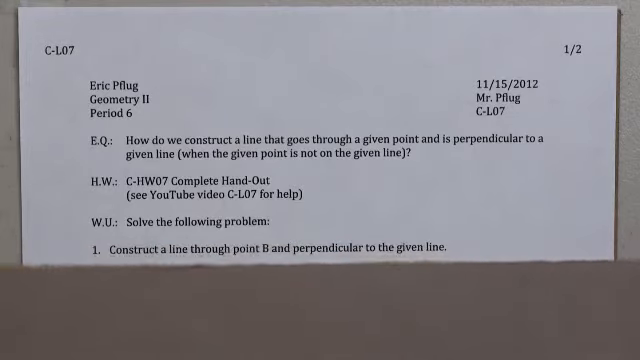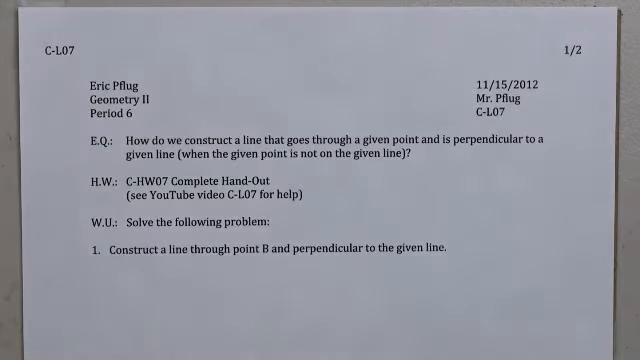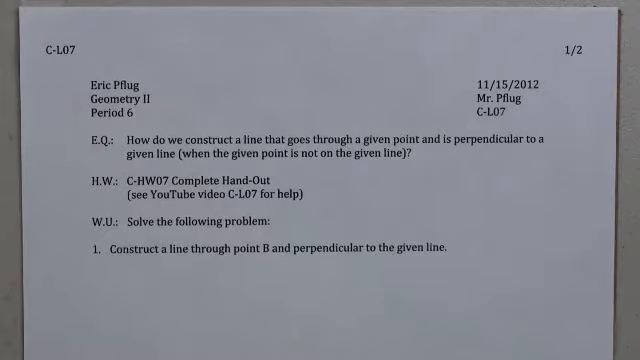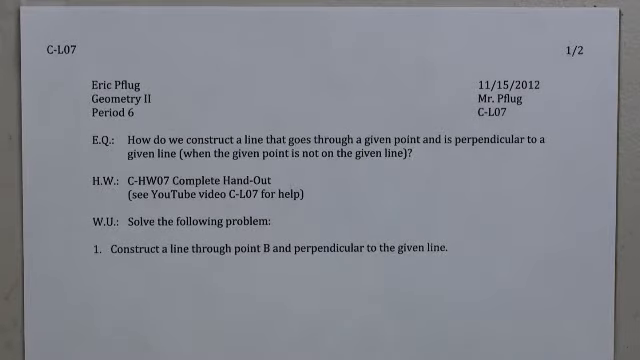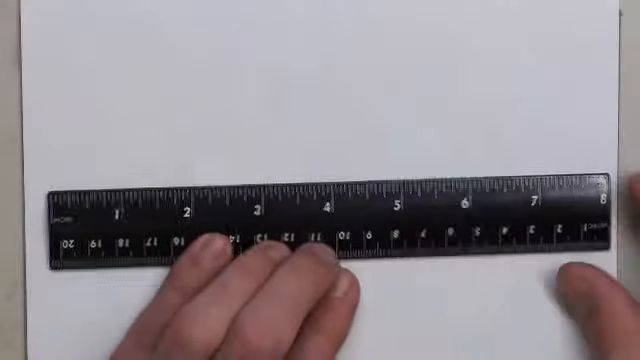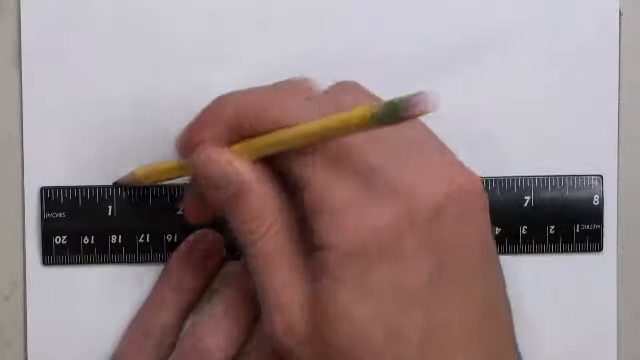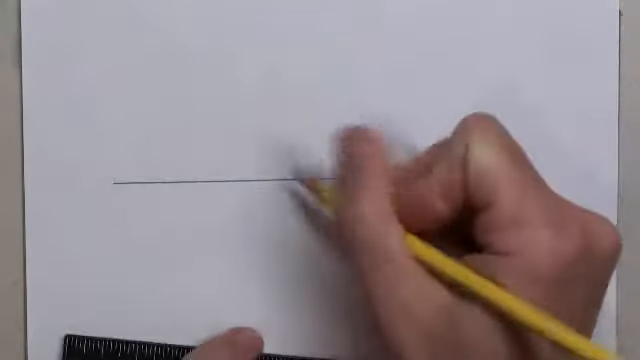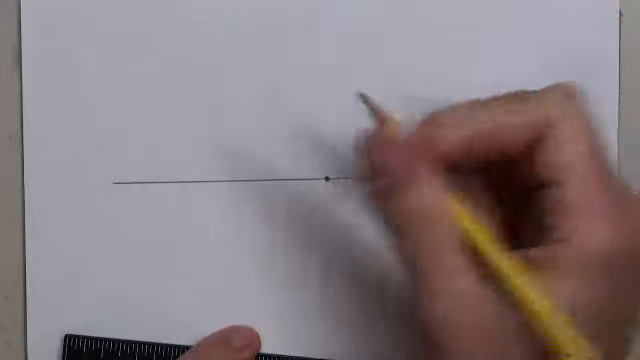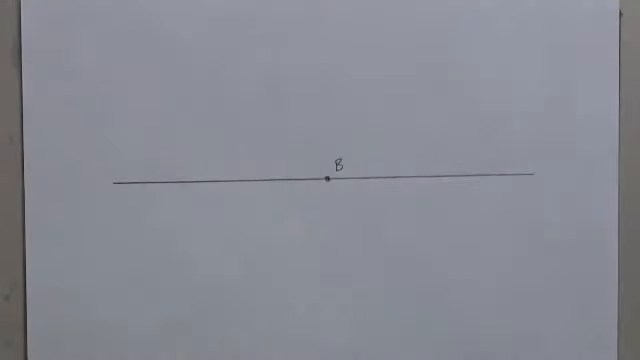So for the warm-up, I want you to solve the following problem, and this is a problem based on the last construction we did in the last lesson. So construct a line through point B and perpendicular to the given line. So halfway down, put a line about from the 1 to the 7, and right about the middle of the line, put point B. And you have to construct a line that's perpendicular to this line and that goes through point B. Okay? Then when you're done with that, you can turn it over, and we'll start with the new lesson.